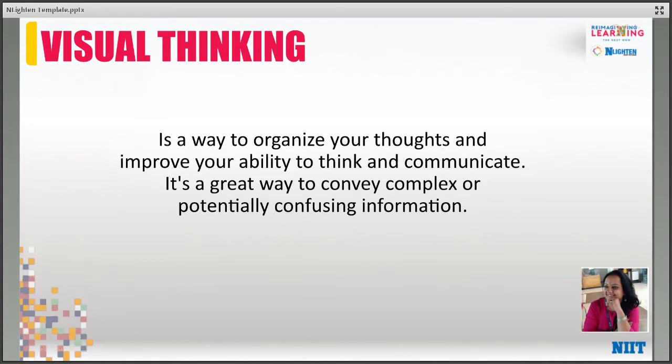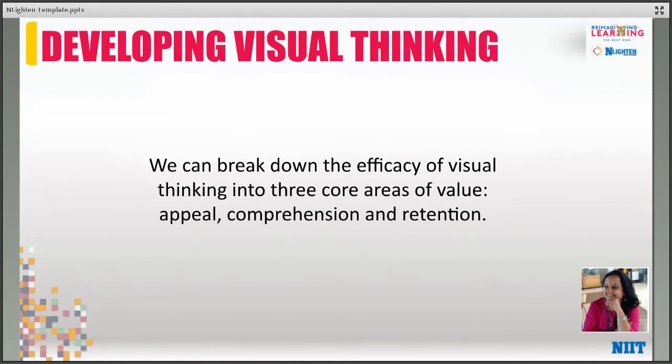So it is basically a way in which we organize our thoughts, and it improves our ability to think and communicate, because if you have made up an image in your head, you would be able to communicate it better. Whatever complex or confusing information it may be, it just puts your thoughts together clearly. And how do we develop that visual thinking?